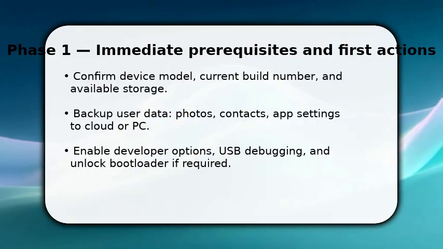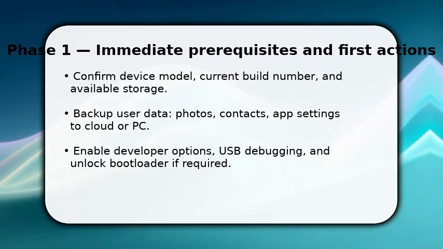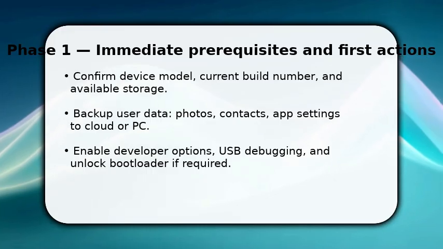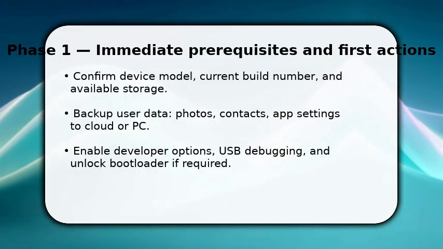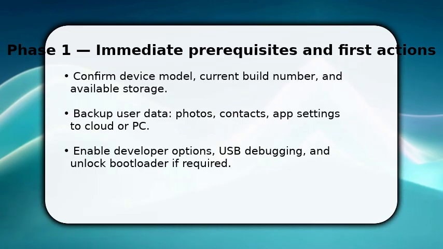You begin by confirming exact device model and build. This matters for compatibility. Once done, back up everything to cloud or a PC so you can restore later. Next, enable developer options and USB debugging. Make sure the bootloader is unlocked if the rollback method needs it. These steps let you connect tools and flash images safely.